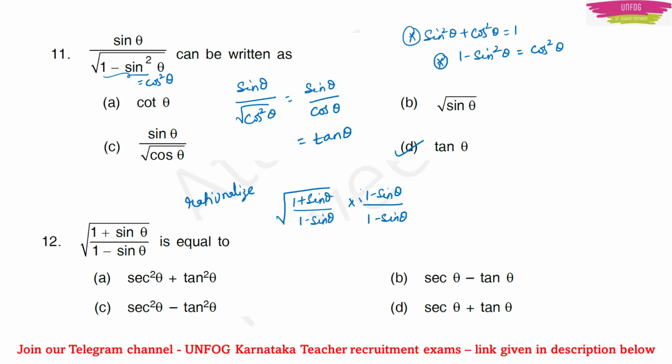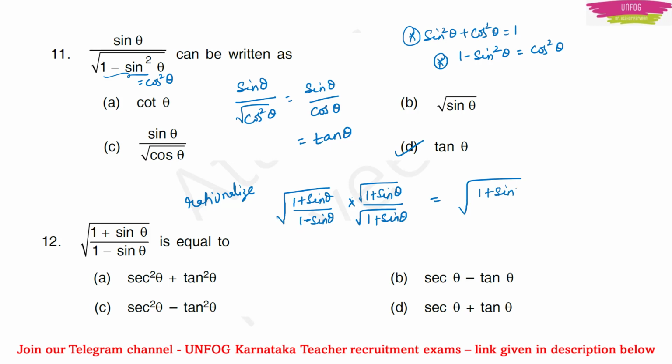This one will be a square root also. You are basically rationalizing. So you will have square root of, sorry, not minus, you will have to do plus, right? Here you have minus in the denominator, right? So 1 minus sin theta is there. So you have to multiply and divide by the square root of 1 plus sin theta.